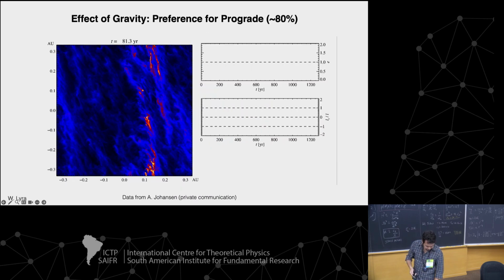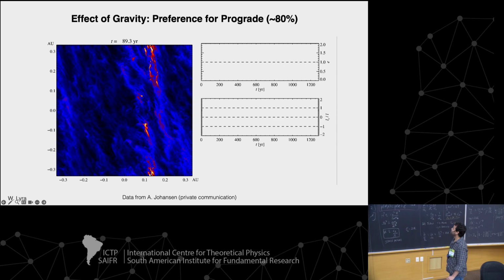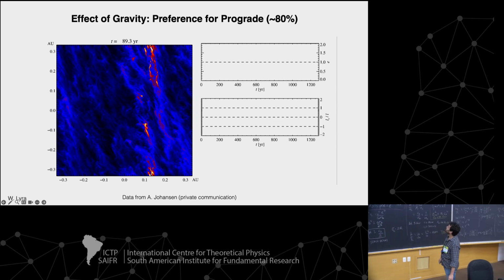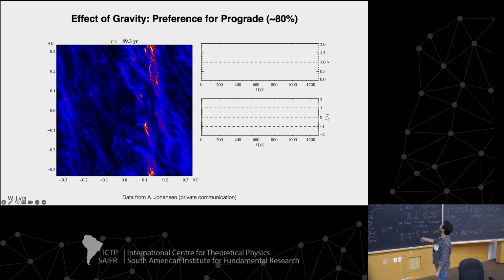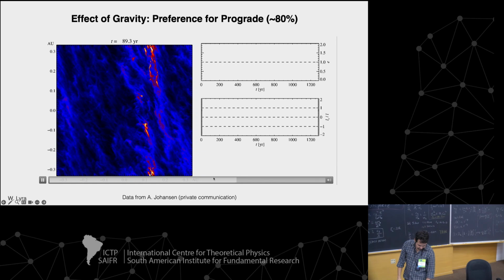So, is there a preference for prograde or not? Here, then, what is seen is the eccentricity of the binaries that are formed and the angular momentum. So the Lz here, if it is positive, it is prograde. If it's negative, it is retrograde. So, based on that, you can count how many of the objects are retrograde versus prograde.